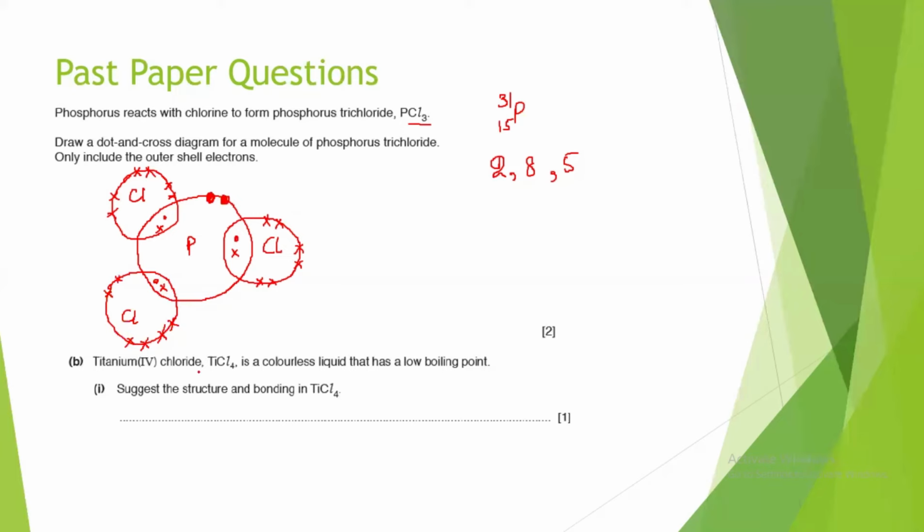Titanium chloride is a colorless liquid with a low boiling point, which suggests its structure and bonding. So it would have a simple molecular structure, because the compound has a low boiling point, so it must have a simple molecular structure and covalent bonds among them.